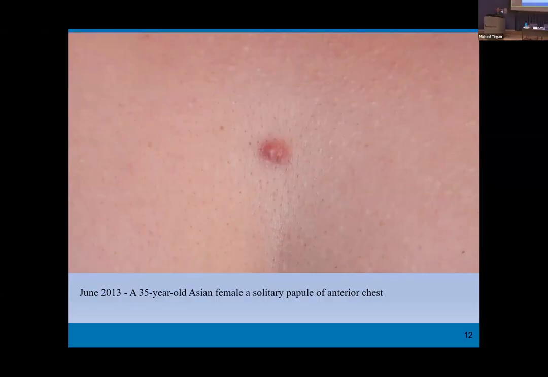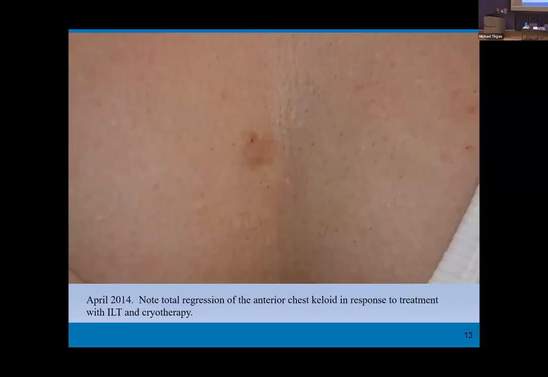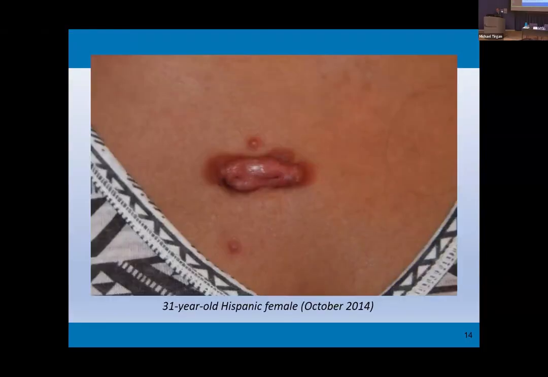It's extremely important to manage this aggressively upfront, and try to induce a remission before it turns into something more serious. I cannot overemphasize this. This is a very, very early stage. This patient was treated with intralesional triamcinolone with cryotherapy at the same time, and we induced a complete remission.